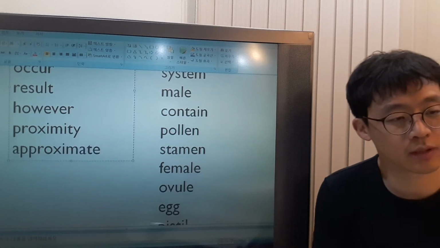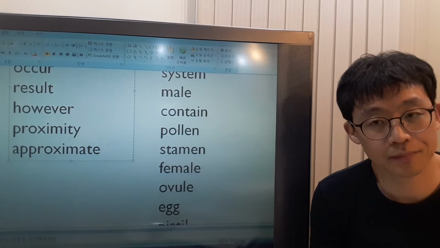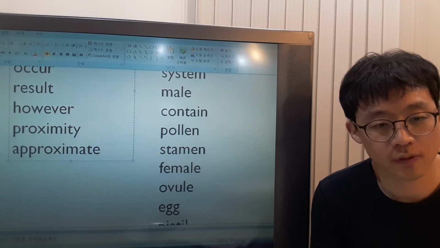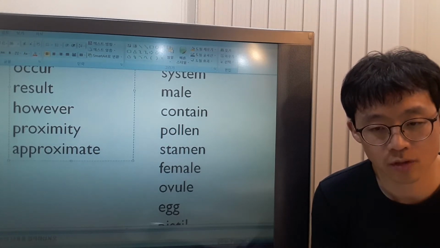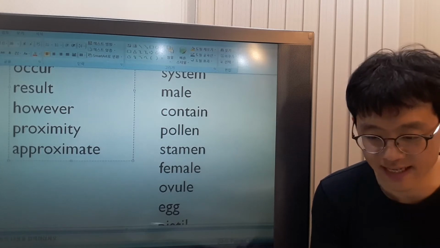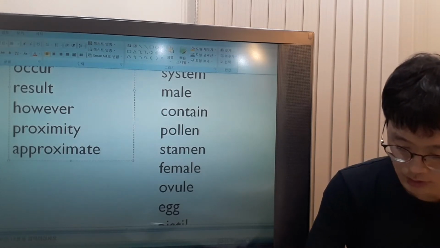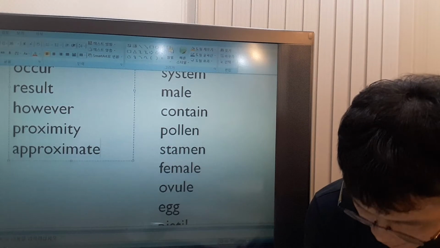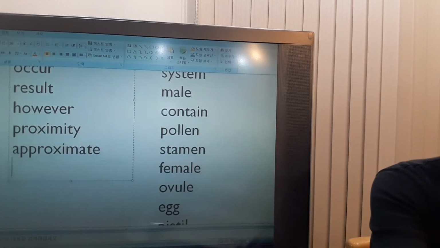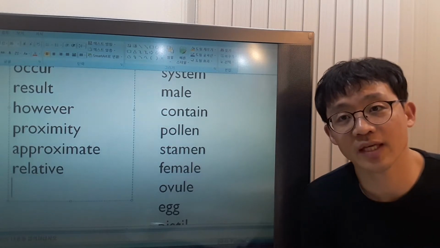Approximate. What does that mean? Approximate means a rough amount or a figure, not exact, but a similar figure. You understand? So it means close. Relatively speaking. What does that mean? Relative. Relative means compared to other things. Okay.